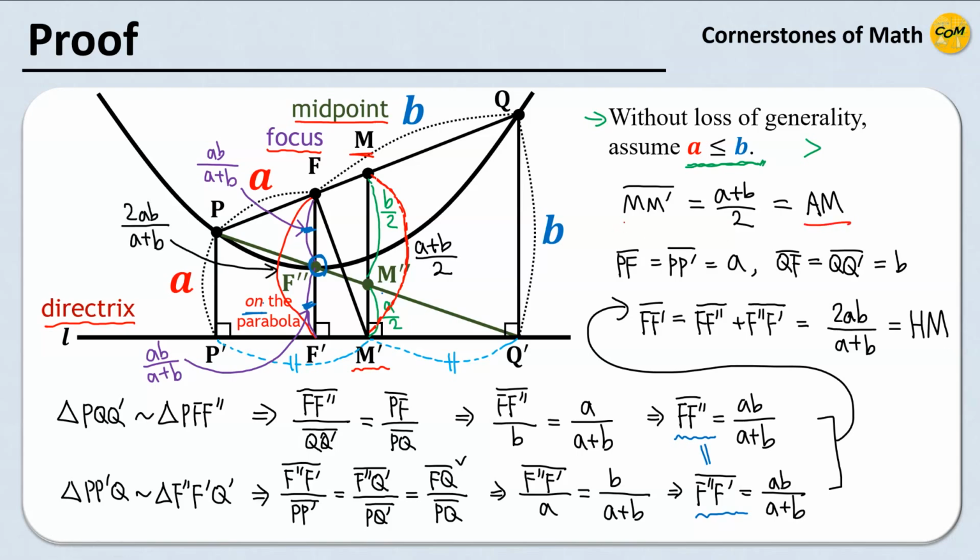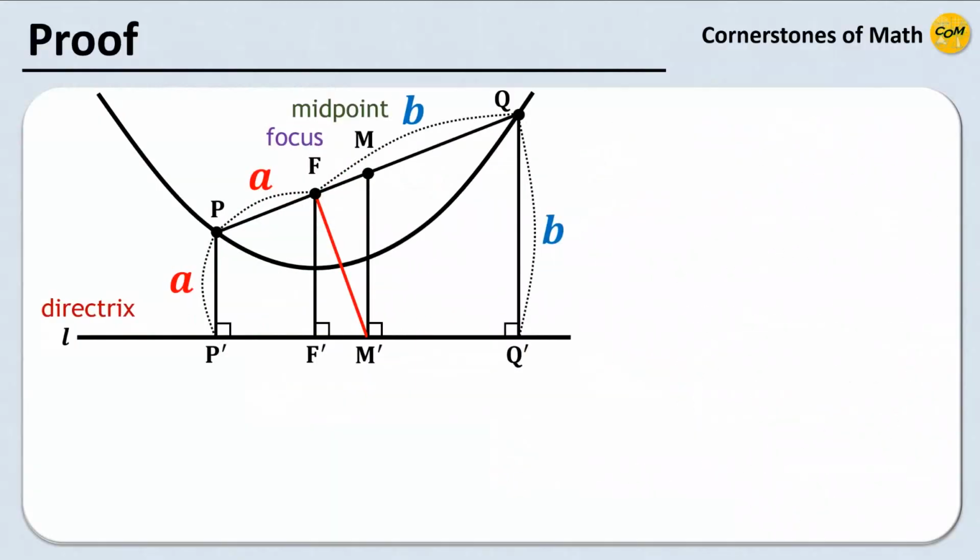So we have found the arithmetic mean and the harmonic mean, but where is the geometric mean? Well, let us now focus on this distance right here, the length of the line segment FM prime. Here, let us delete some lines that are no longer required, and let us draw some new additional lines. That is, let us connect P prime and F, and also Q prime and F.